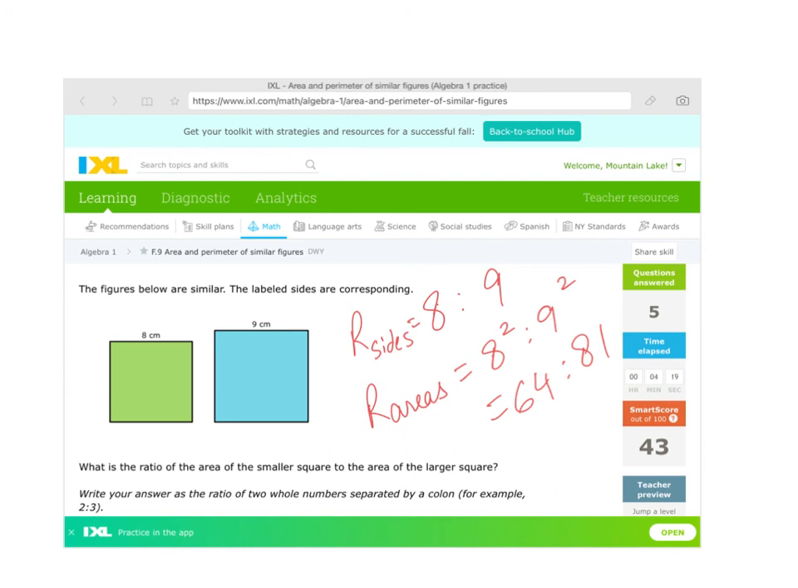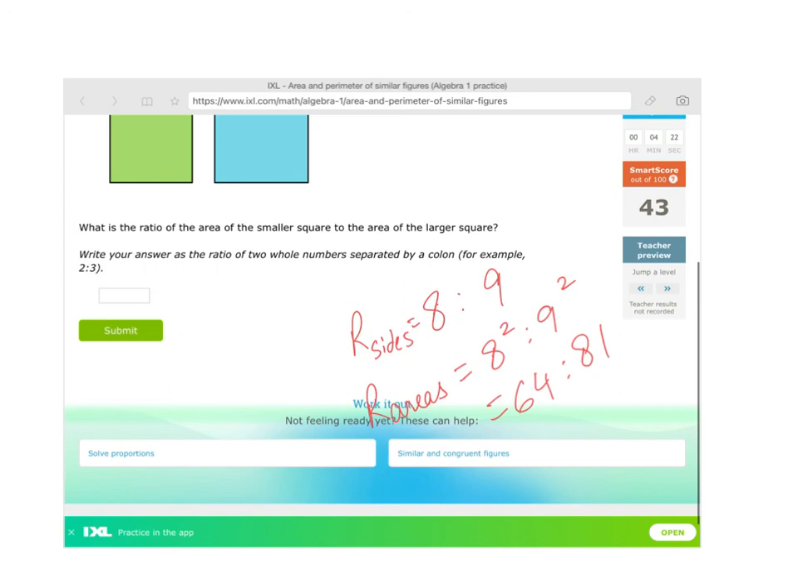And again, read the question. It says smaller square to larger square. So start with the smaller before the larger one. And try a few of these questions. Good luck.